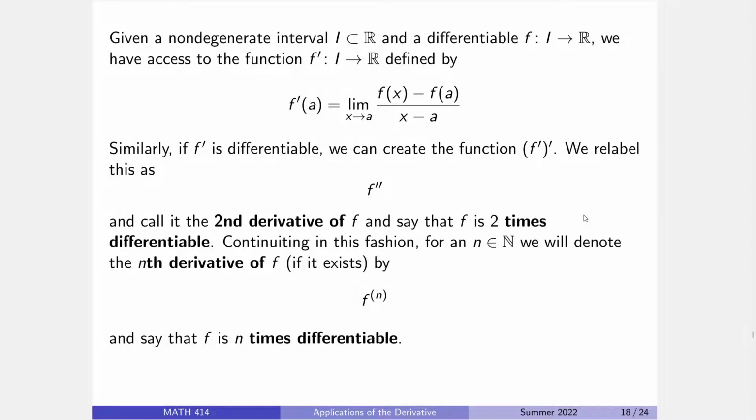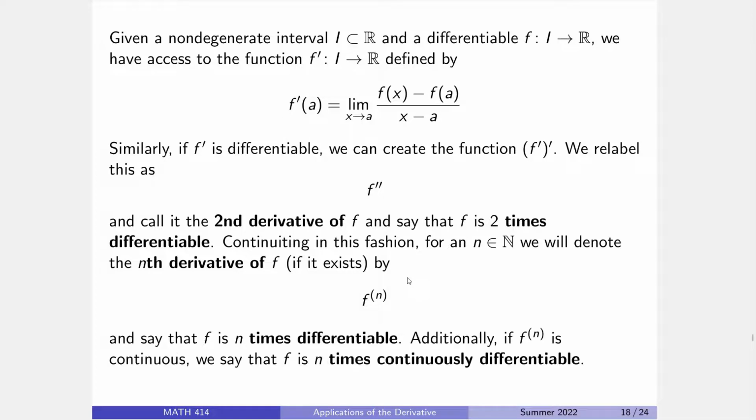Continuing in that fashion, we can then, of course, create the nth derivative, and say f is n times differentiable, and the notation we're going to use is this, which is a dumb, stupid notation, but we're going to use it. And it's used, it's fine. It's not the worst thing ever.